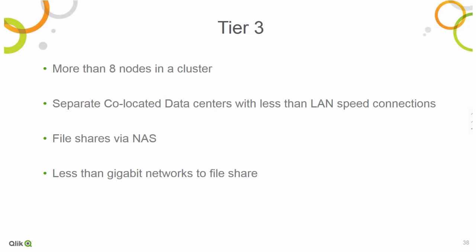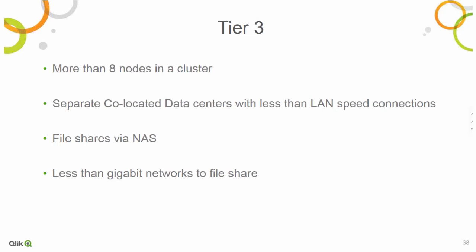So tier 3, more than 8 nodes in a cluster, and that's going to be engine nodes. That's just not supported. That's not something that R&D has tested enough to ensure that it's going to work. Other things that aren't going to be supported, separate data centers with less than LAN speed connections. LAN speed is a little bit ephemeral. It's a little bit hard to quantify. It's not a precise number, but R&D is working on testing out scenarios where they can start saying you need to have this latency, this bandwidth, which should unlock a little bit more flexibility in terms of your data centers.